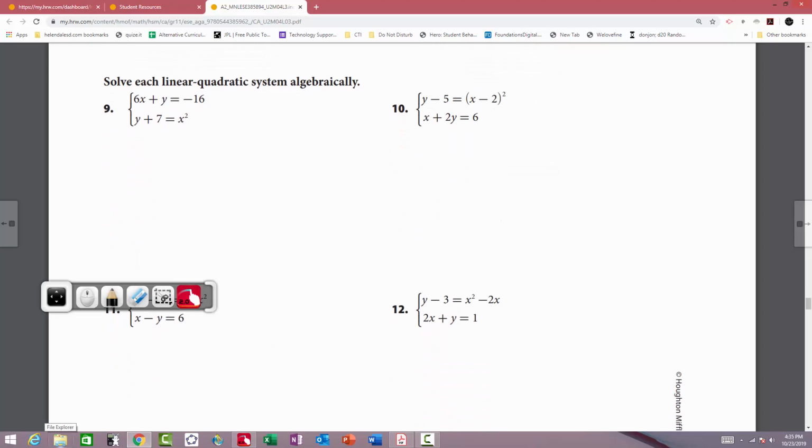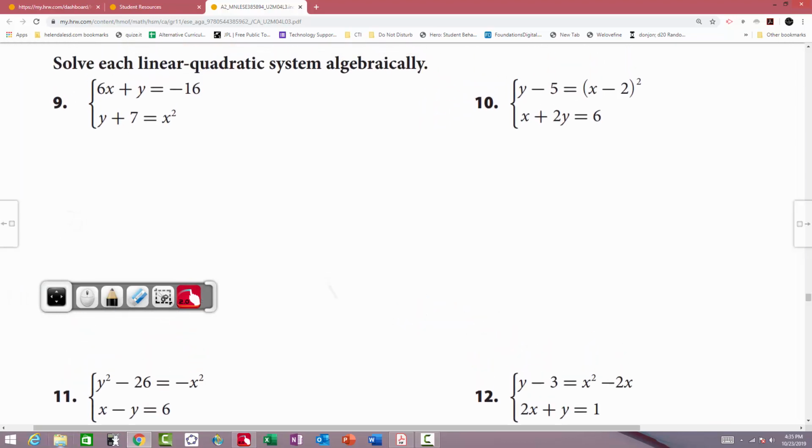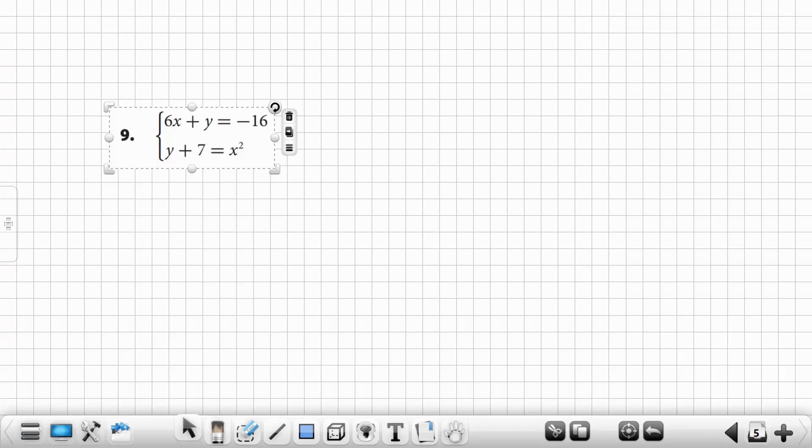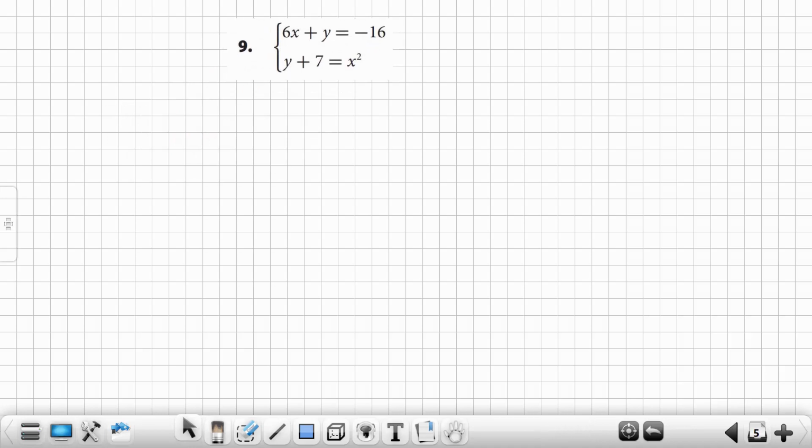So now we're to the fun problems. We got the solving algebraically. I might go a little faster on these. Maybe. We'll see. Just because of the fact that the pattern stays the same. So let's go ahead and solve for y on the line. We usually choose the line for what we solve in.